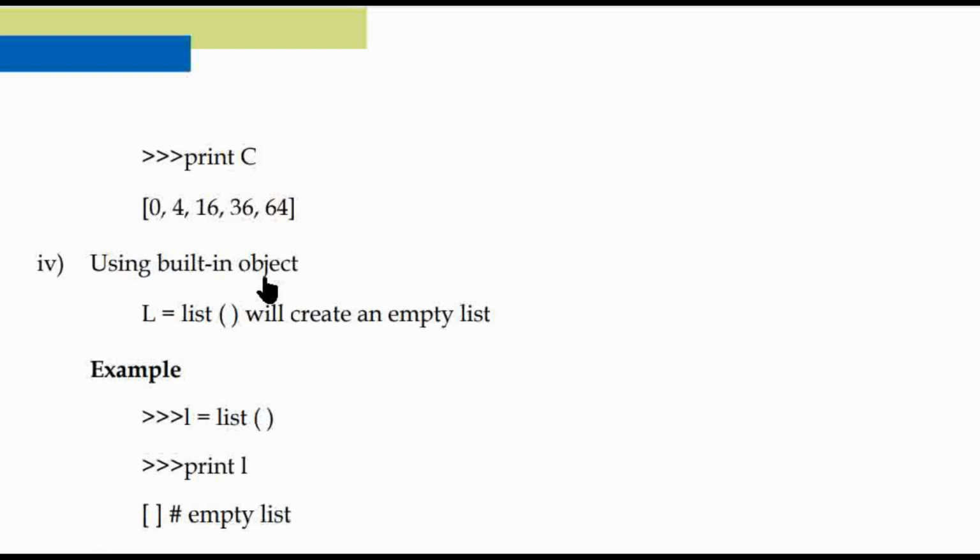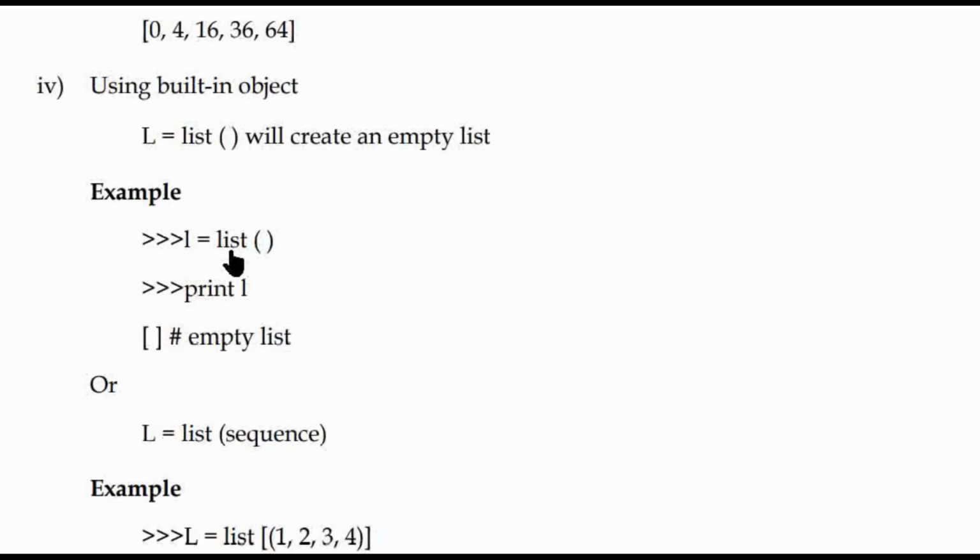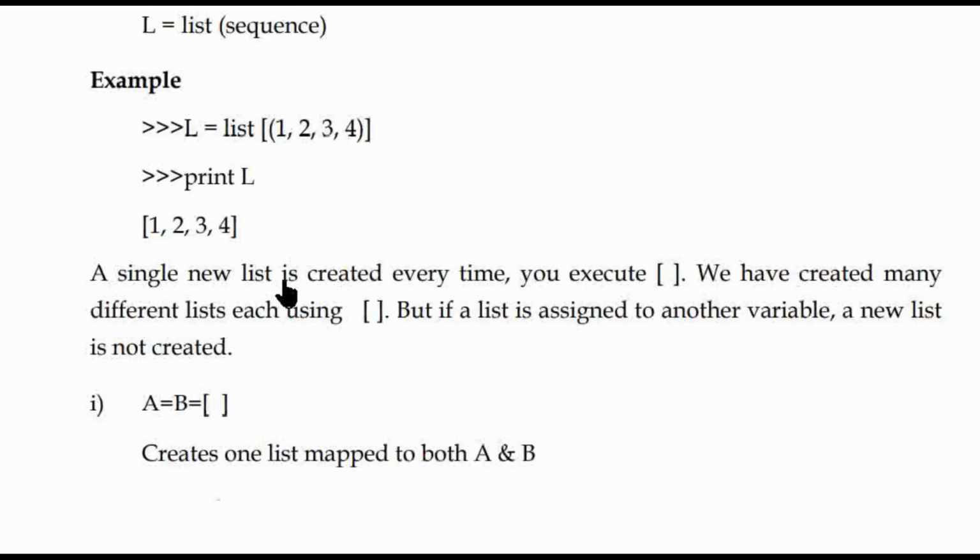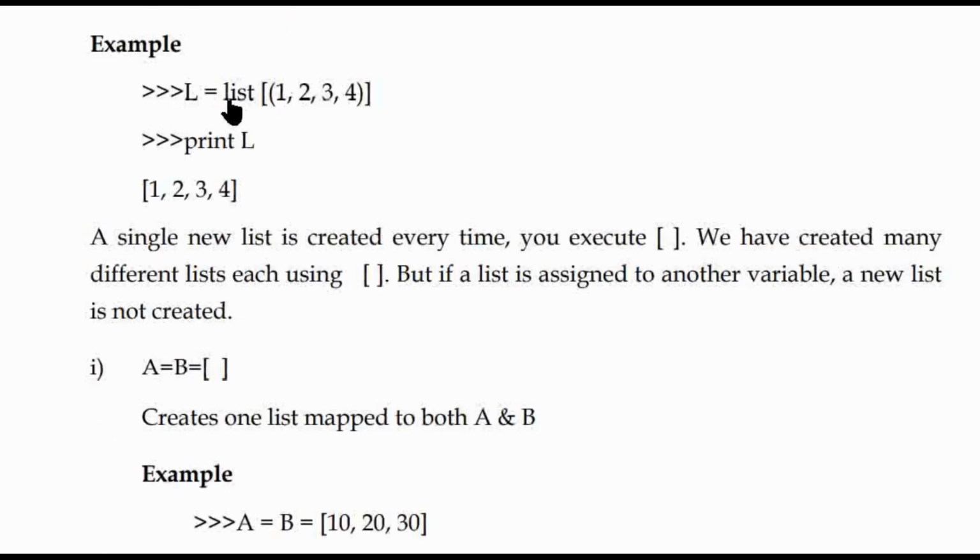Using the built-in list function will create an empty list. Example: L = list(). Print L gives an empty list, or L = list(sequence). Example: L = list([1, 2, 3, 4]). Print L: 1 2 3 4. A single new list is created every time you execute.